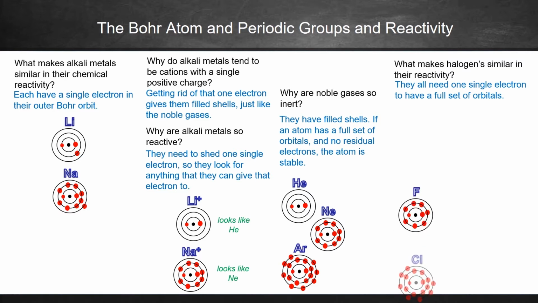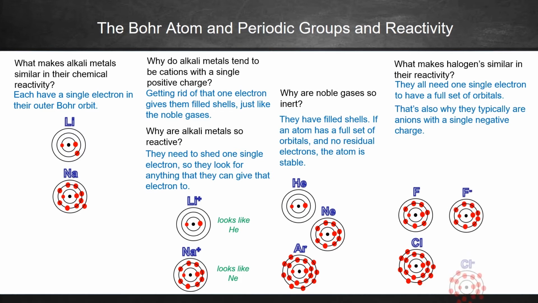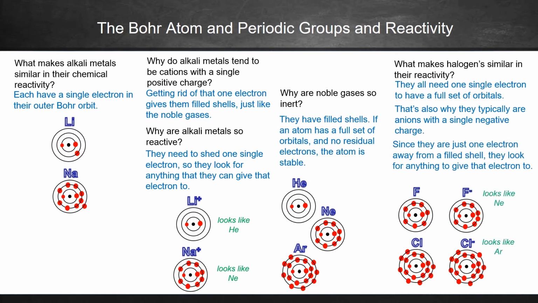What makes halogens similar in their very robust reactivity? Well, they all lack just 1 single electron from having a full set of orbitals. That's also why they typically are anions with a single negative charge. And since they are just 1 electron away from happiness and being noble, they are quite willing to give that electron up to anyone who'll take it. So it shouldn't be a surprise to us that you will often find these elements hanging out with alkali metals, which are more than willing to give them the electron they desire. So opposites do truly attract each other, I guess.